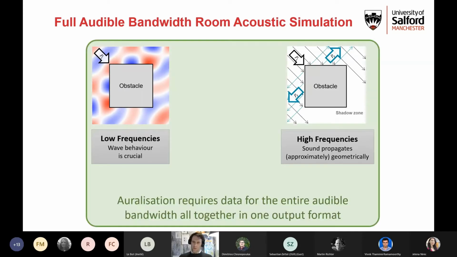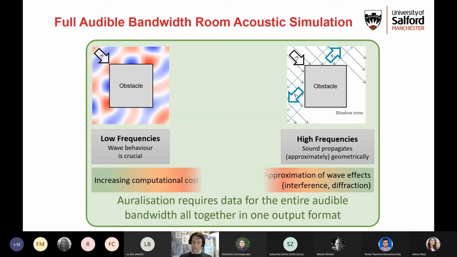However, auralization is a sort of new driver because it requires output data for the entire audible bandwidth all together in one output format so that we can play it to stakeholders. And this gives us some really severe problems, because if we use the classical algorithms for low frequencies, the computational cost is rising prohibitively fast with frequency. If you're using geometrical methods, as you come down in frequency, they become more and more approximate. None will work for the full audible bandwidth.